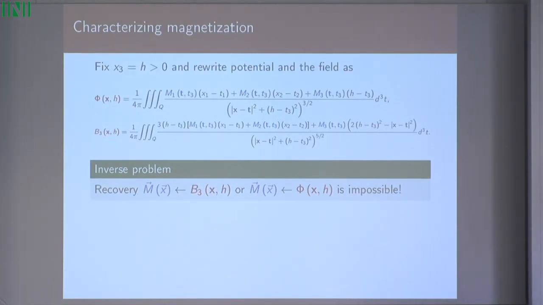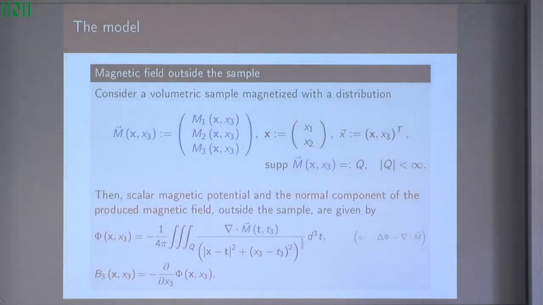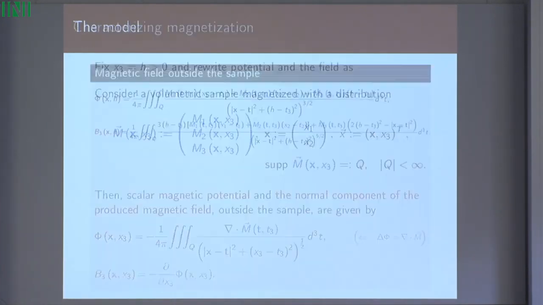Actually, you cannot solve it because there is a non-uniqueness issue. If you look back, magnetization enters this relation in the form of a divergence. That means that if you add to the magnetization anything which is divergence free, neither the potential nor the magnetic field would notice this. So there is a strong non-uniqueness issue here.